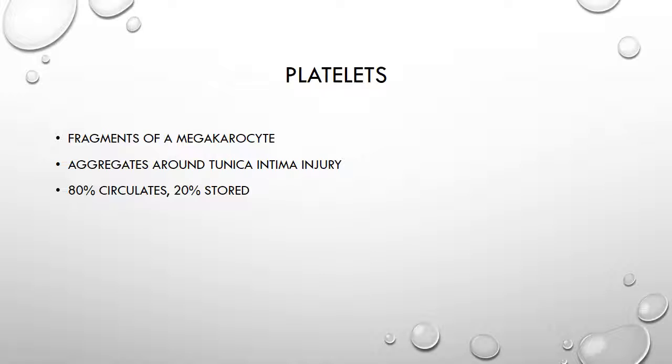When we're looking at platelets, platelets are fragments, basically pieces of the megakaryocyte. The megakaryocyte is the cell that produces platelets. When we're looking at how platelets work in the body, basically they aggregate. That's the first thing that happens. We have some injury there, an injury to the tunica intima, to the internal lining of the area. The platelets aggregate in that area and they start that clotting cascade. 80% of the platelets that we have in our body circulate through the bloodstream. We only have about 20% of them that are stored.